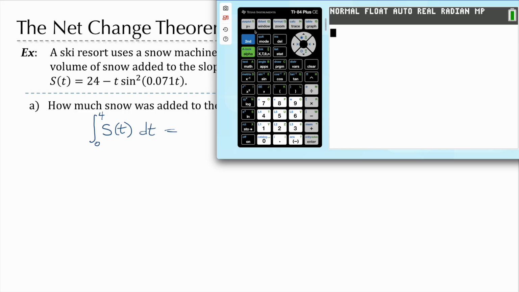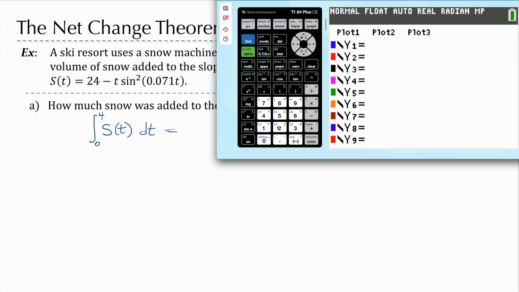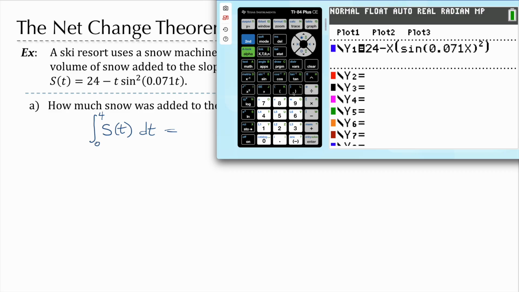Now, in my calculator, the first thing, of course, I'm going to do is go to my y1 and type in this function. I'm going to do that because I'm going to use this several times, and it's easier if I take my time and type it in one time perfectly so I don't make any mistakes. And as you notice, you've got to be really careful with your grouping symbols. So we have 24 minus x times the sine of 0.071x quantity squared. I know the squared here is a little shortcut to reduce grouping symbols, but in the calculator, you do have to give them. So double check you typed it right, and now that we have this in there, we only need to do it once.